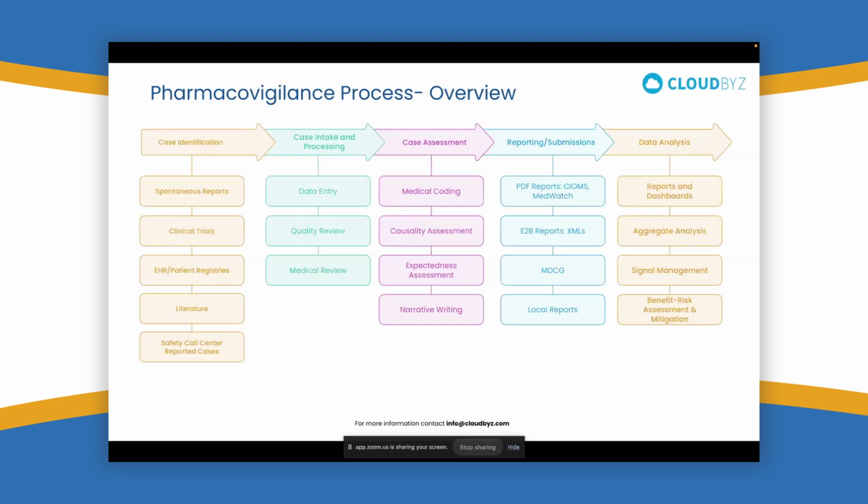Once the reporting and submission of the cases is done, this can also be visualized in various reports and dashboards. Further data analysis can also lead into aggregate analysis, signal management, and risk and benefit analysis of the required cases. Now, this is the overall pharmacovigilance process which, in day-to-day life, these pharmacovigilance companies as well as the pharmaceutical companies which are liable to submit their safety information to the regulators follow.